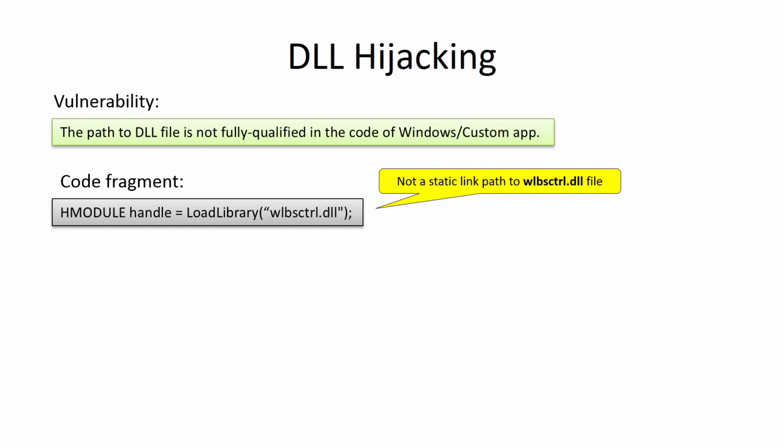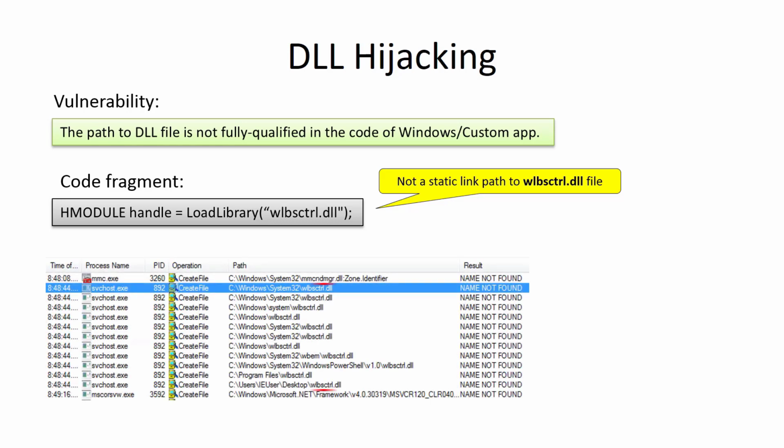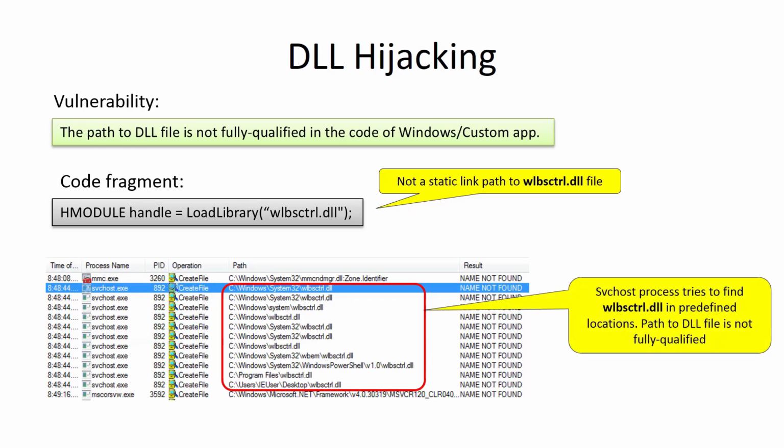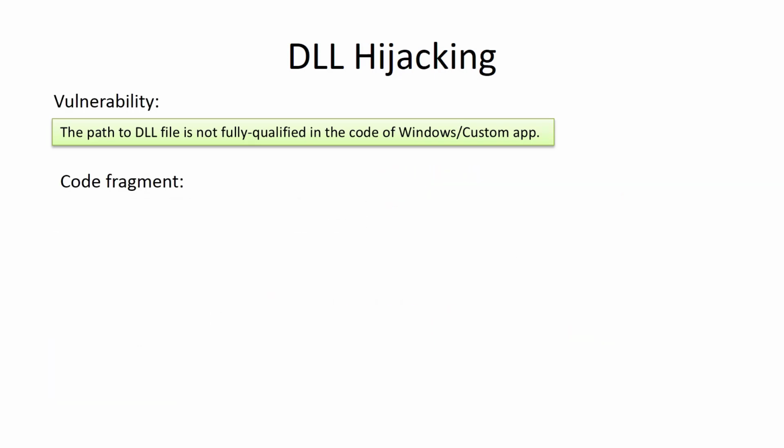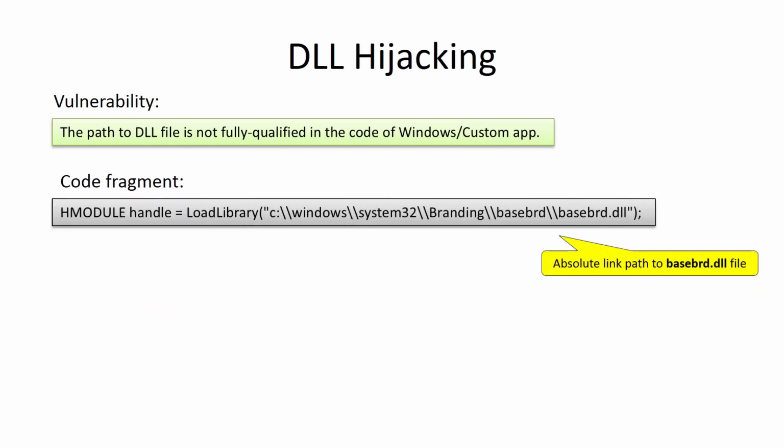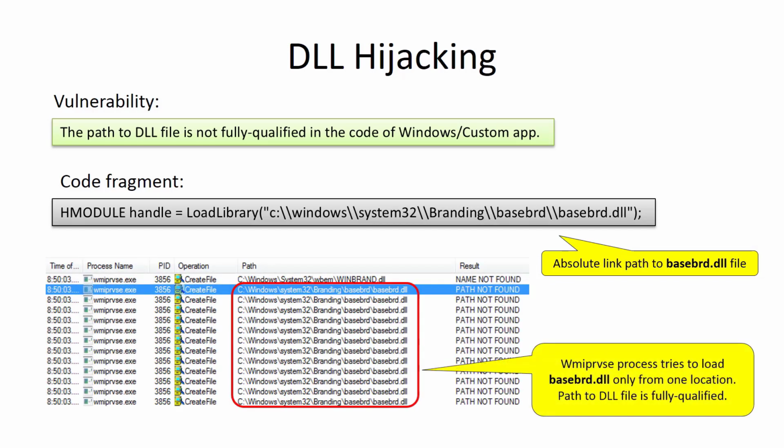How would you find the file? And this is what happens in this case. The service host process tries to locate the file in the listed directories. Now let's consider another situation. In this code fragment, the DLL file has a static link path. And this is what happens in this case. As you can see, the file is missing, but despite this fact, it's being loaded only from one directory. How do you think? Which one of the two applications is vulnerable and can be exploited?